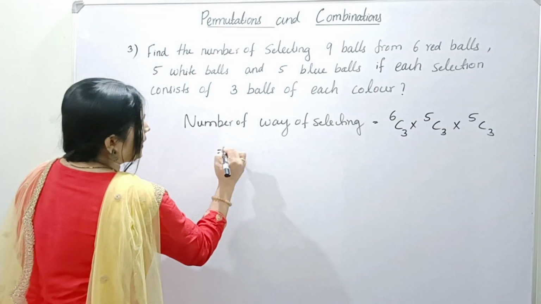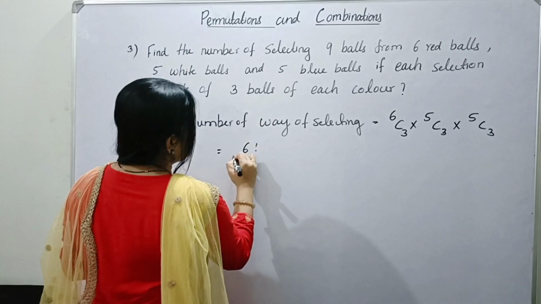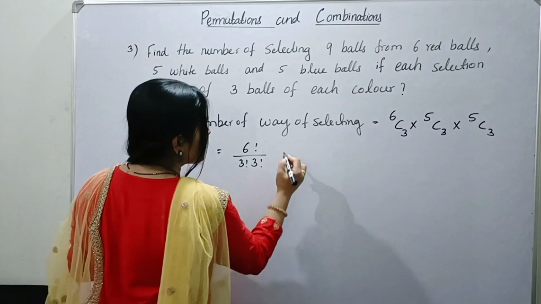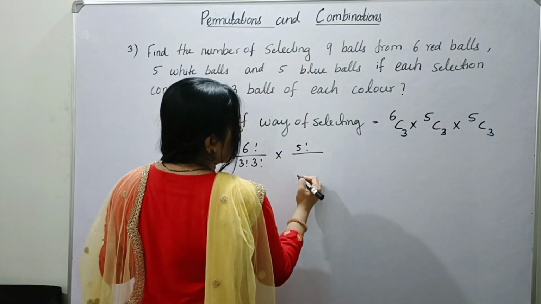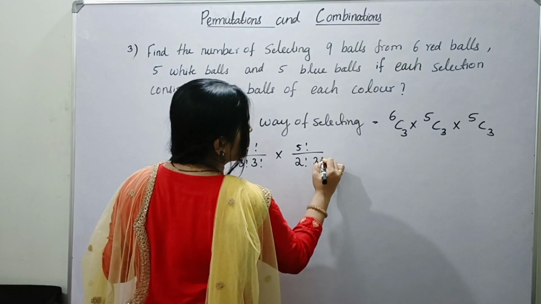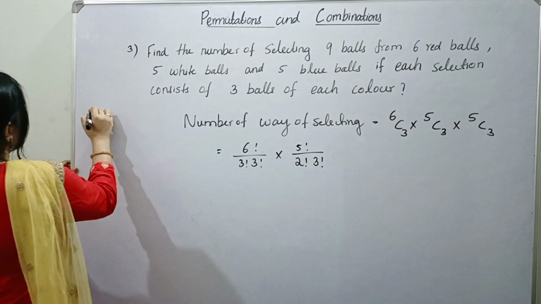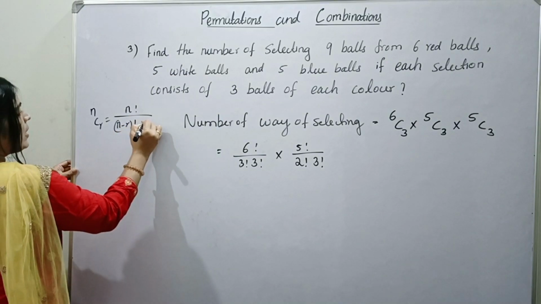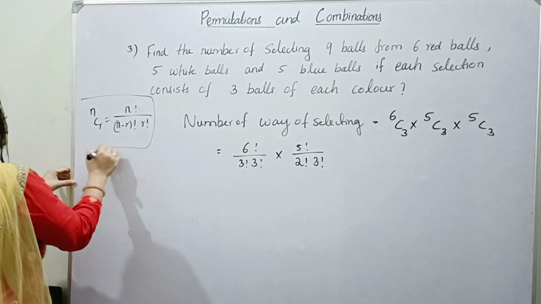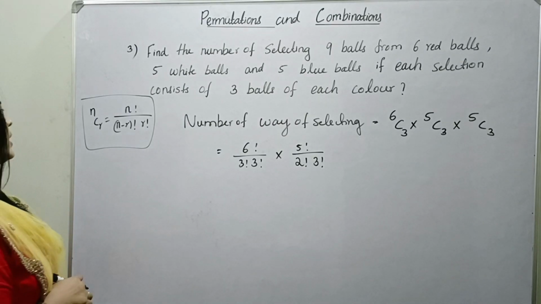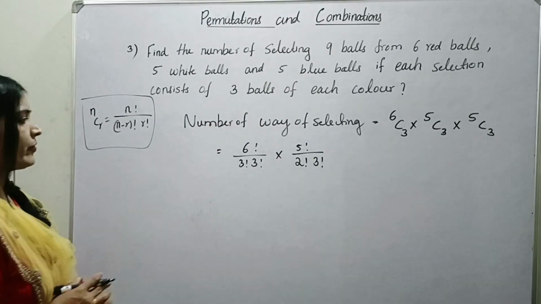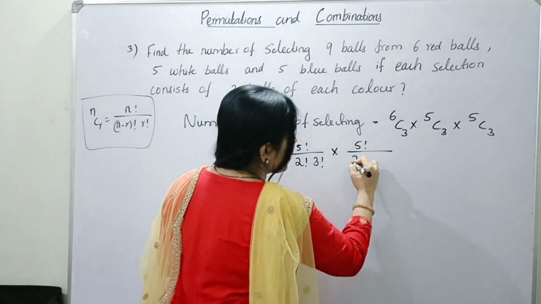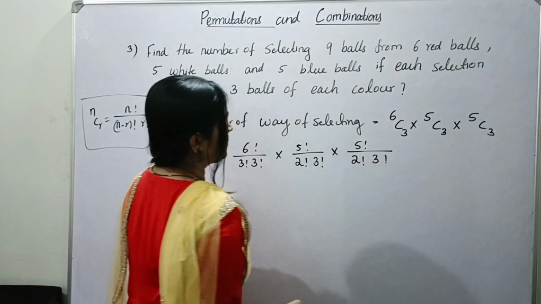Okay. Next, let us find 6 factorial divided by 6 minus 3 factorial, 3 factorial into 3 factorial, into 5 factorial divided by 5 minus 3 is 2 factorial into 3 factorial. Our formula is nCr is equal to n factorial divided by n minus r factorial into r factorial. Keep it in your mind. nCr is equal to n factorial divided by n minus r factorial into r factorial. So here, 5 factorial divided by 5 minus 3 is 2 factorial into 3 factorial.